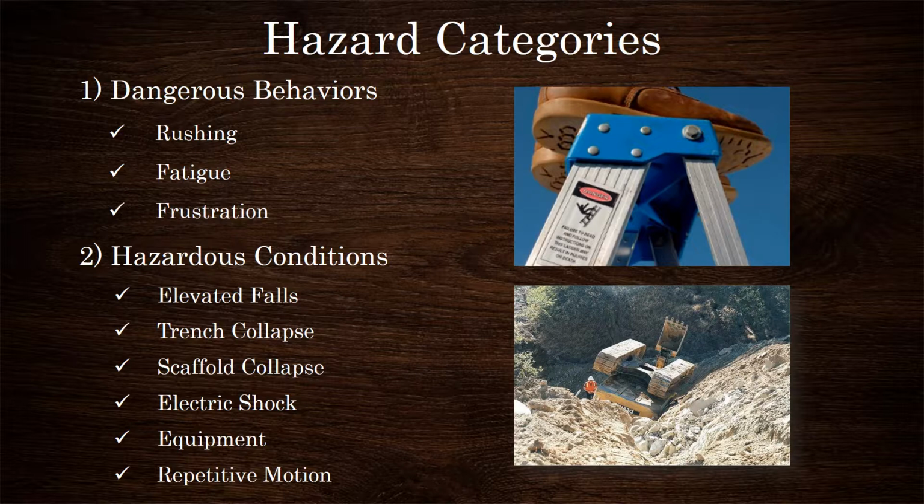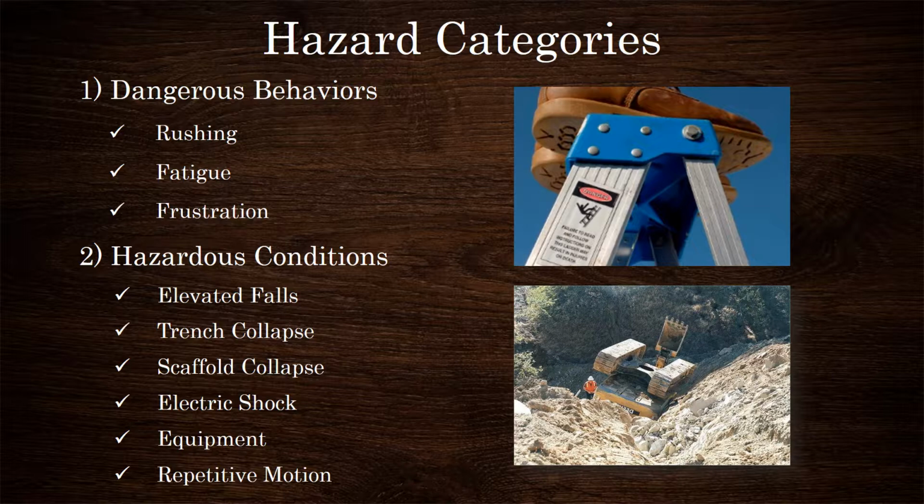Potential hazardous conditions that are commonly found on construction sites include elevated falls, trench collapse, scaffold collapse, electric shock, equipment exposures, and repetitive motion. Elevated falls consistently account for the greatest number of fatalities in the construction industry each year. A number of factors are often involved in falls, including unstable work surfaces, misuse or failure to use fall protection equipment, and human error.